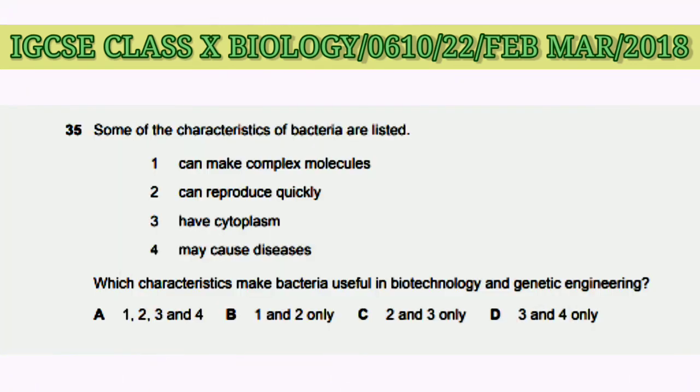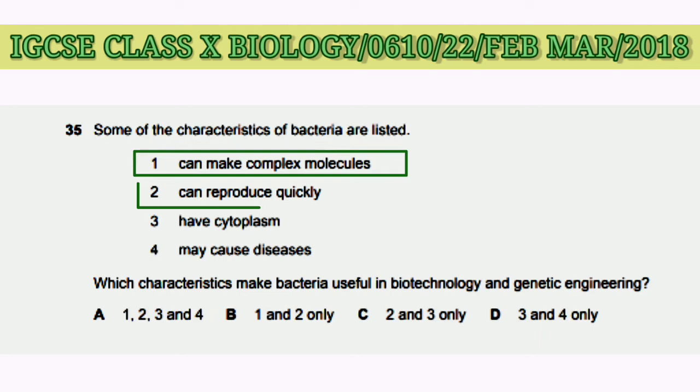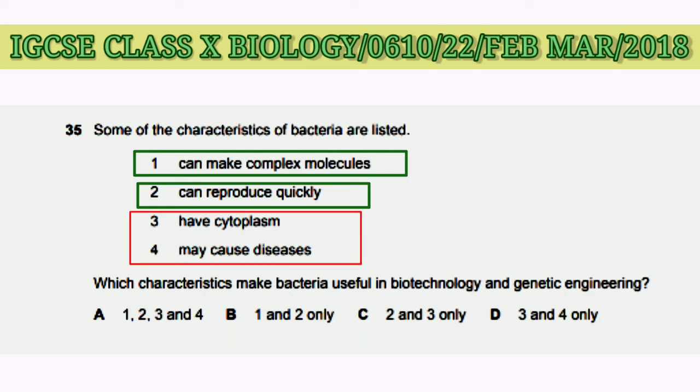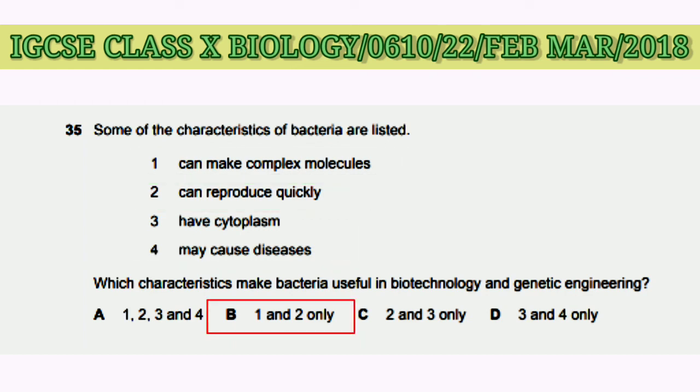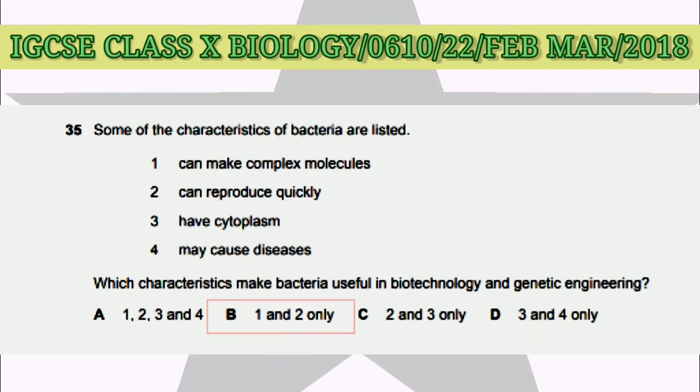Question 35. Some of the characteristics of bacteria are listed. Which characteristics make bacteria useful in biotechnology and genetic engineering? First, can make complex molecules. Yes, it is a useful characteristic. Second, can reproduce quickly. Yes, that is also useful. Option 3 and 4, that is have cytoplasm and may cause disease, are not useful in biotechnology and genetic engineering. So correct answer here is B, 1 and 2 only.